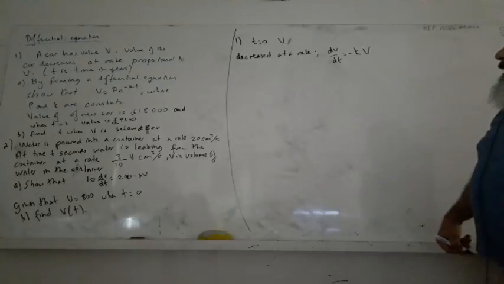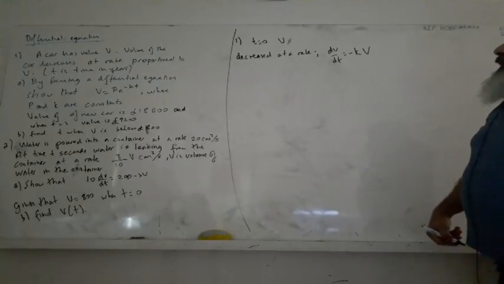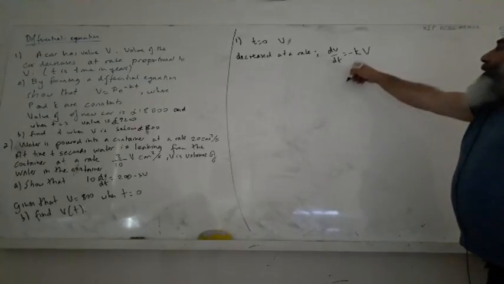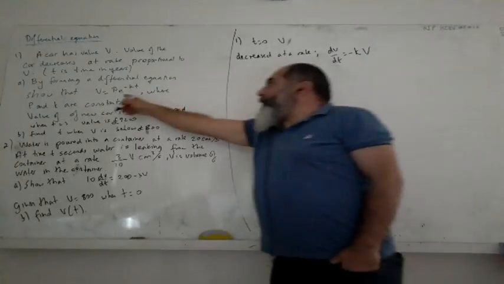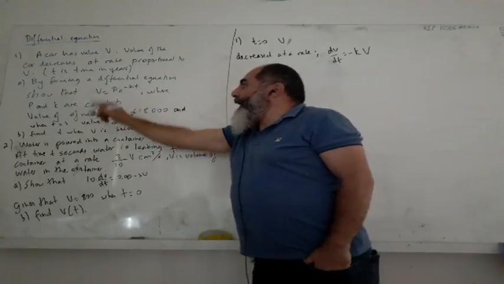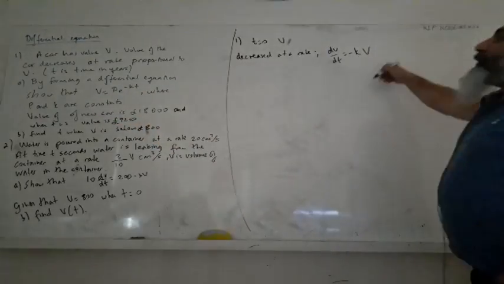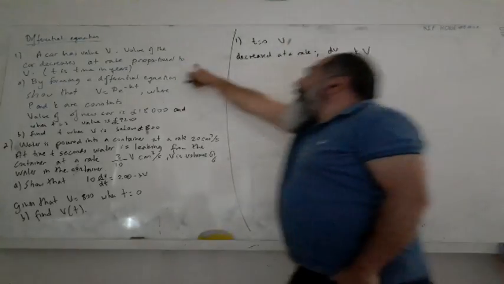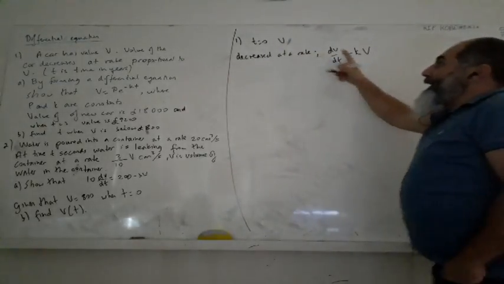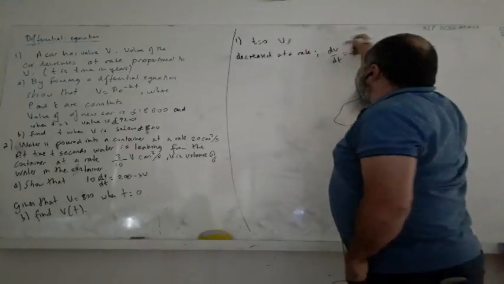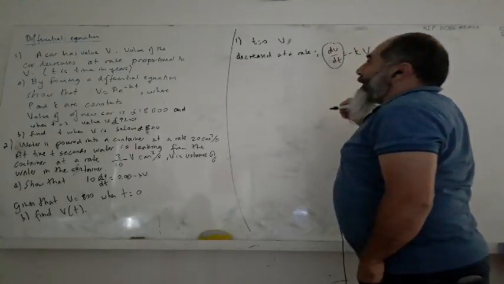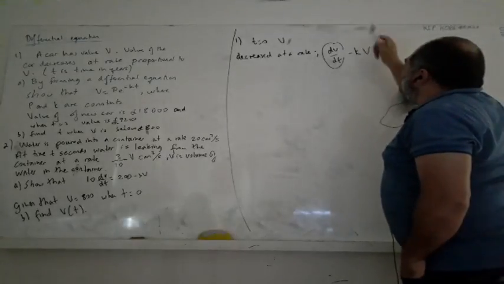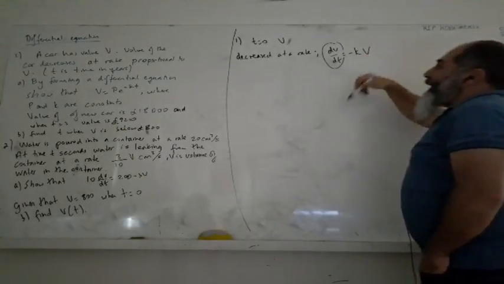By forming a differential equation, show that this can be written in that form where p and k are constants. That's the way to change that sentence from English to mathematics. Decreases at a rate is dV over dt, and if it decreases, you have to say that it is negative, and that is proportional to V.